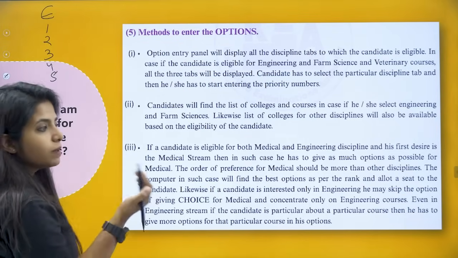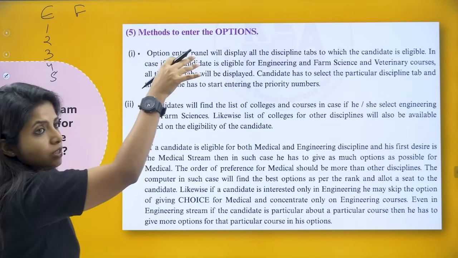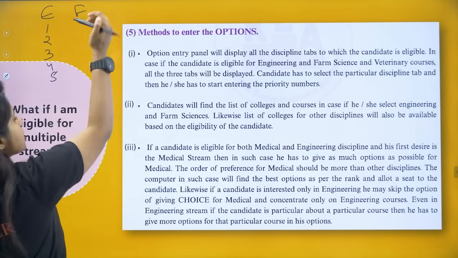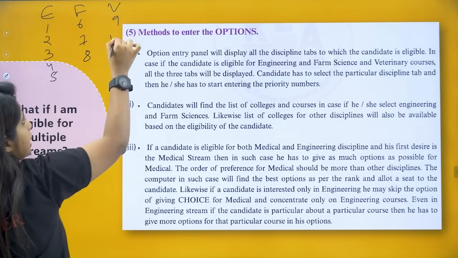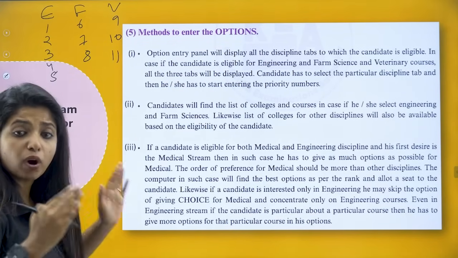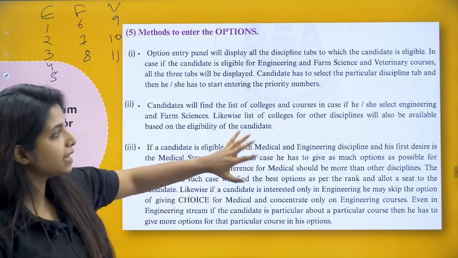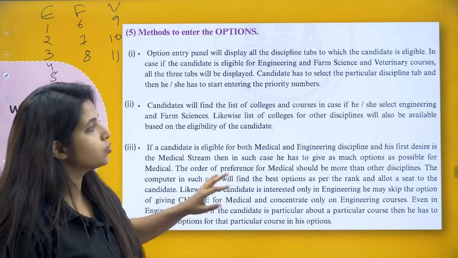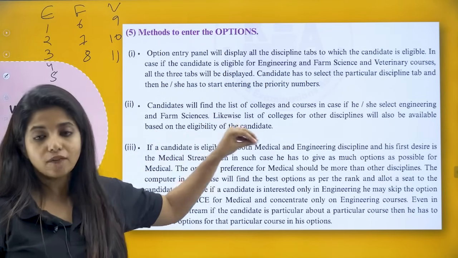Then I think that I should be including farm sciences courses as well. In that case, when I include the farm sciences courses, should I be starting with 1 again? No. I should continue with this, that is 6, 7, 8. Same thing for veterinary: 9, 10, 11. I should be continuing my list like this, depending on what my priority is. Now, the candidate will find the list of colleges and courses in case he or she selects engineering and farm sciences. Likewise, the list of colleges for other disciplines will also be available based on the eligibility of the candidate.